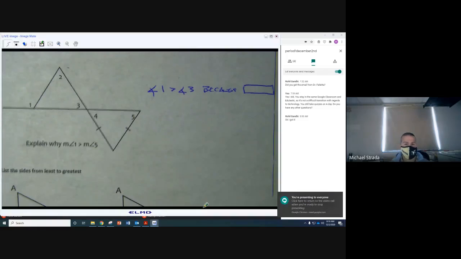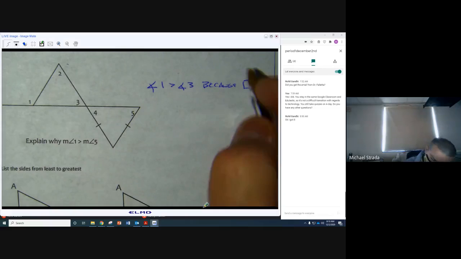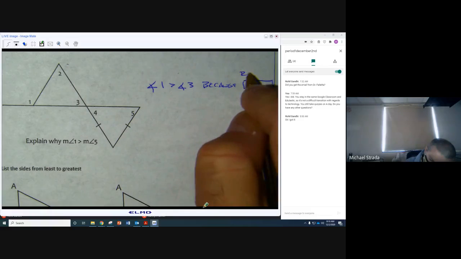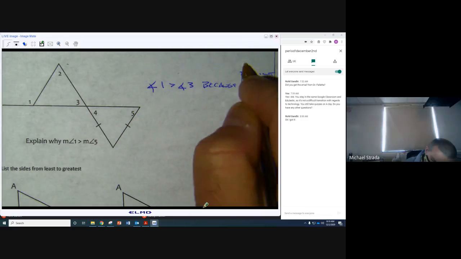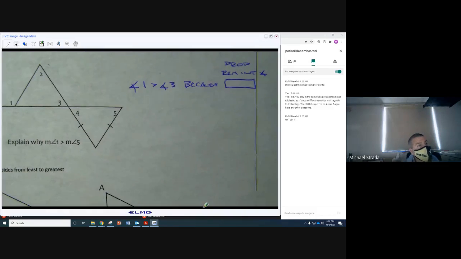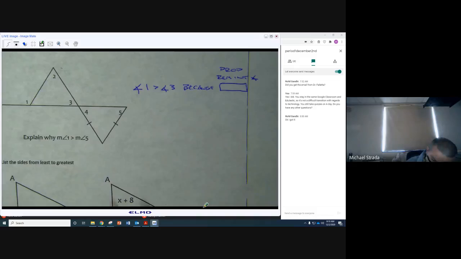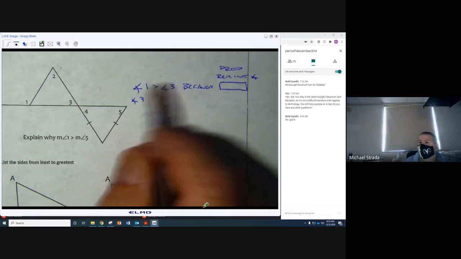All right. So angle 1 is greater than angle 3 because, and all you have to do is say remote interior angle, either property or inequality. I don't care. Okay. Then it'll say, and these will be given to you over here, so you don't have to come up with these.